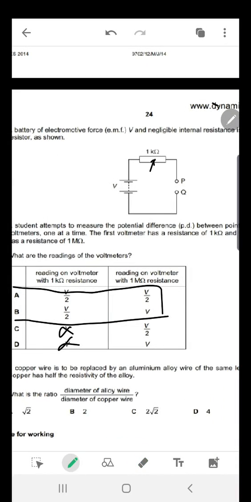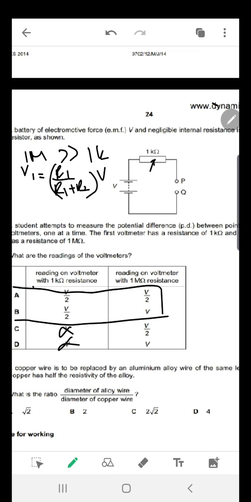Okay, so for 1 mega ohms, as you know, 1 mega is very much greater than 1 kilo. So we'll take the condition over here: V1 is equal to R1 over R1 plus R2 into V. But as R1 is much greater than R2, we can say that R1 plus R2 will lead to R1, because the value of R2 is very small to affect R1.